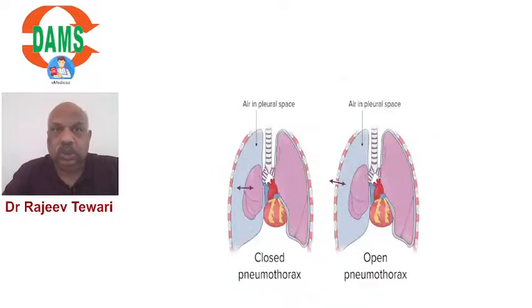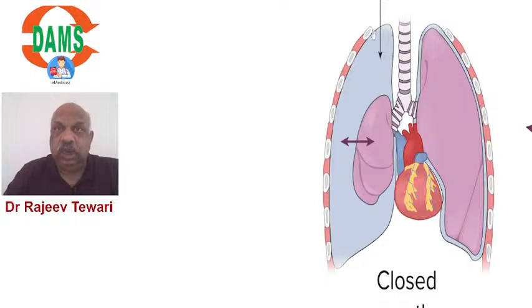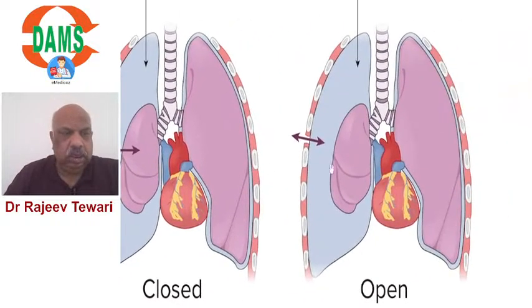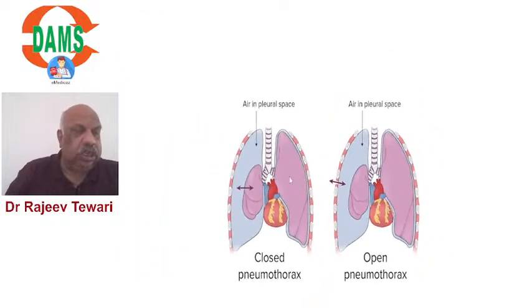So this is the closed pneumothorax where the chest wall is closed, treated by ICD. Yeah, flail chest is included in lethal 6. This is the open pneumothorax.